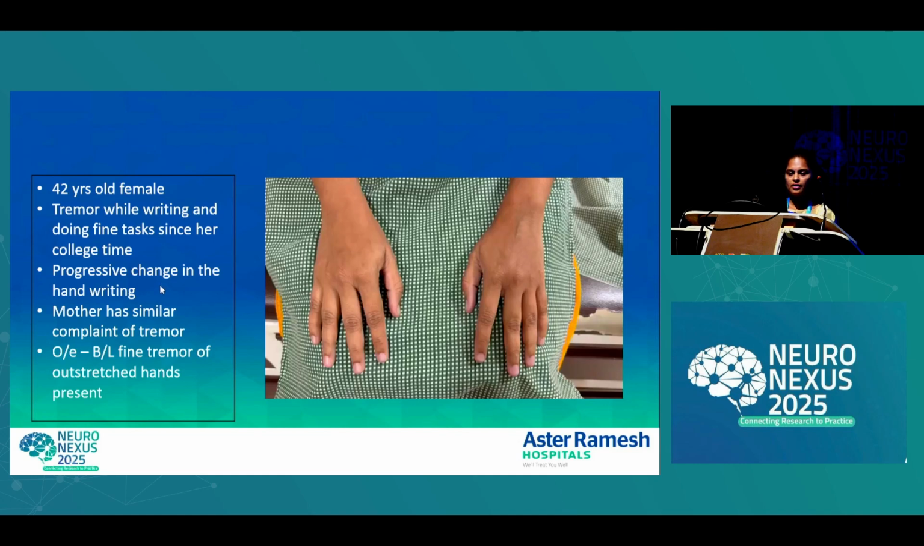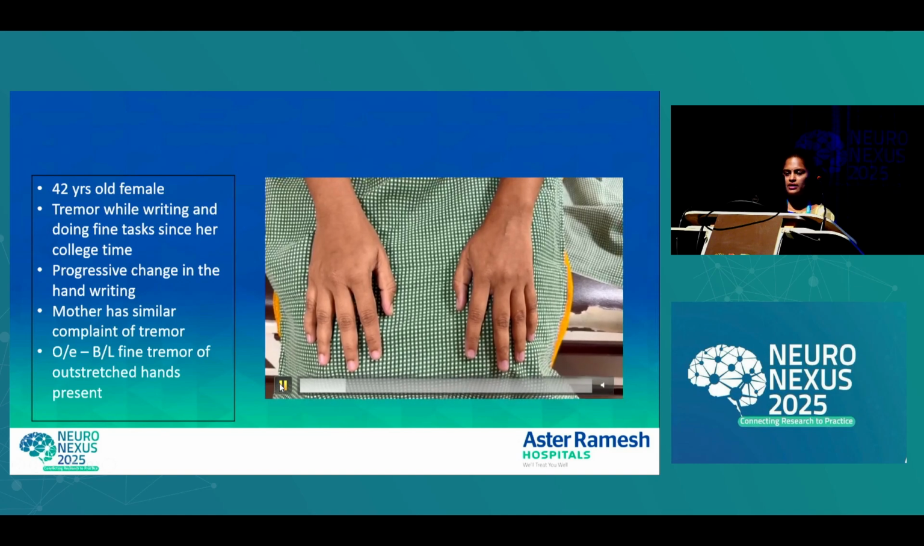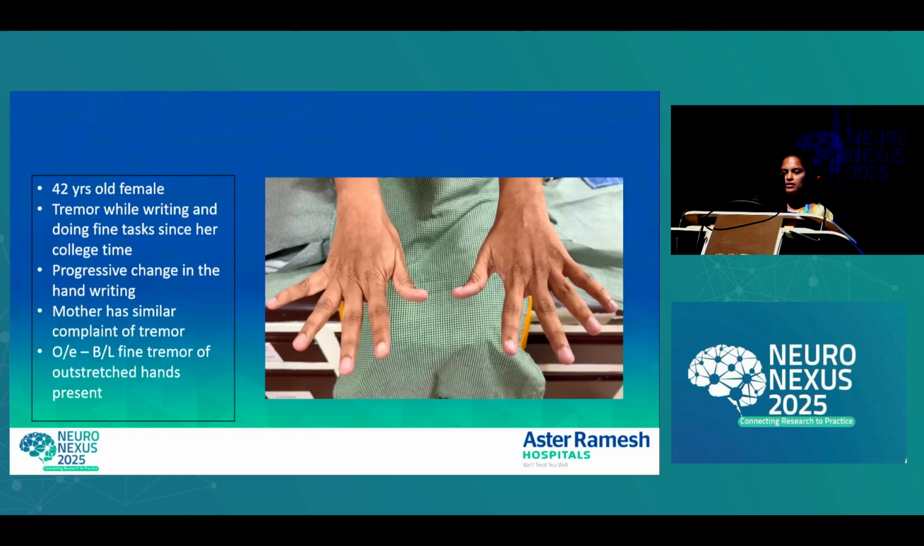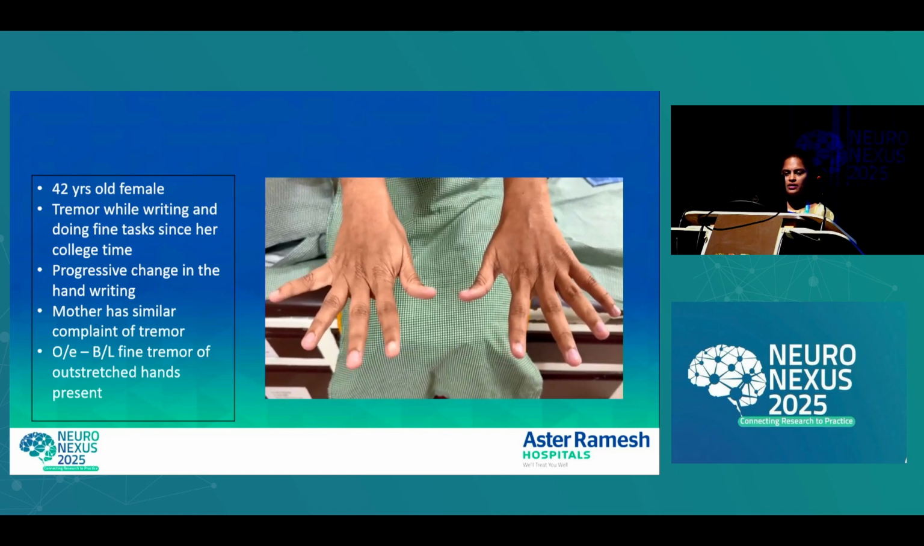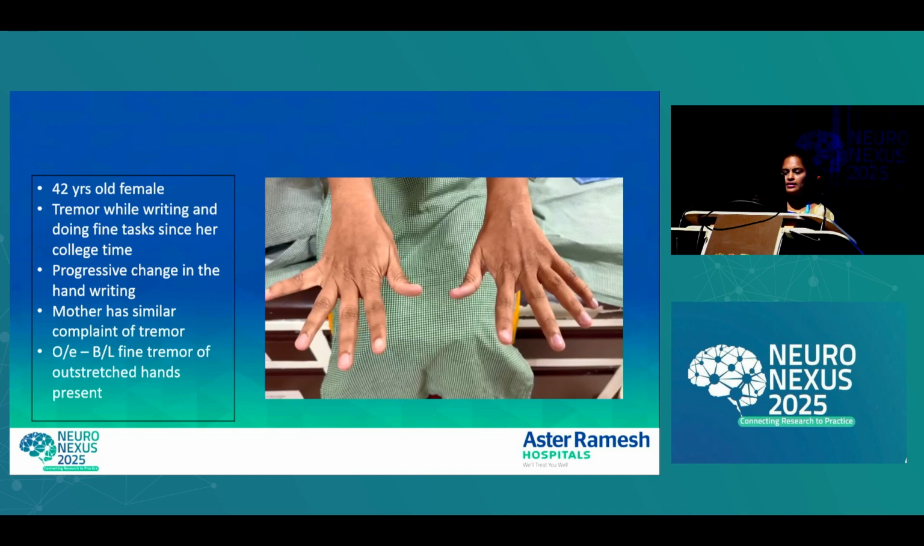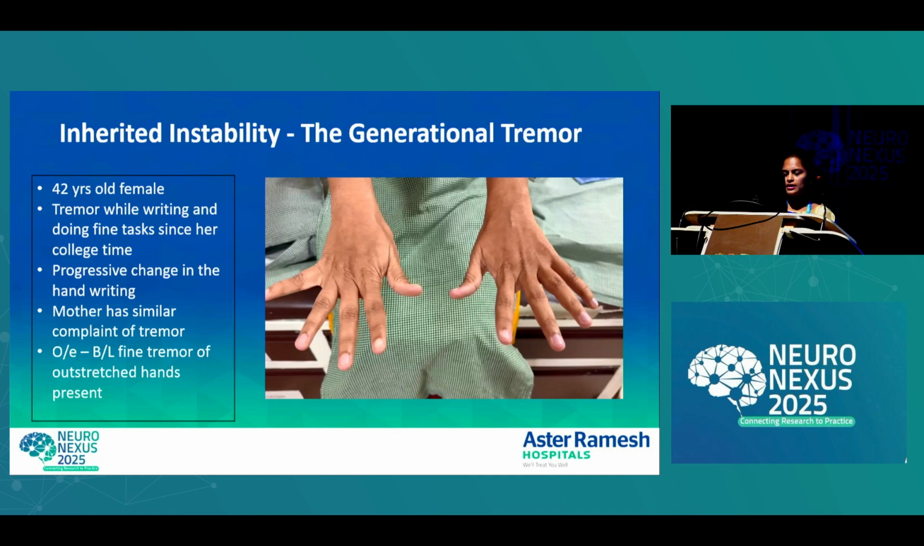Next, we go to a case of a 42 year old female who presented with tremor while writing and doing fine tasks since her college time. She noticed a progressive change in the handwriting. Mother has a similar complaint. On examination, there is no tremor at rest while the hands are supported against gravity. And on asking the patient to outstretch her hands, there is a bilateral fine tremor with mild asymmetry between the two hands. So it is probably an essential tremor, which is an inherited disorder.